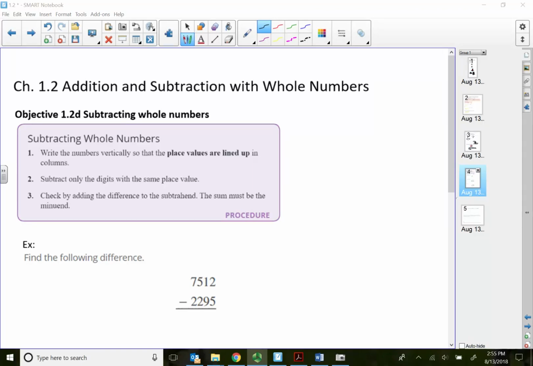Welcome back to Module 1.2, Objective D, subtracting whole numbers.